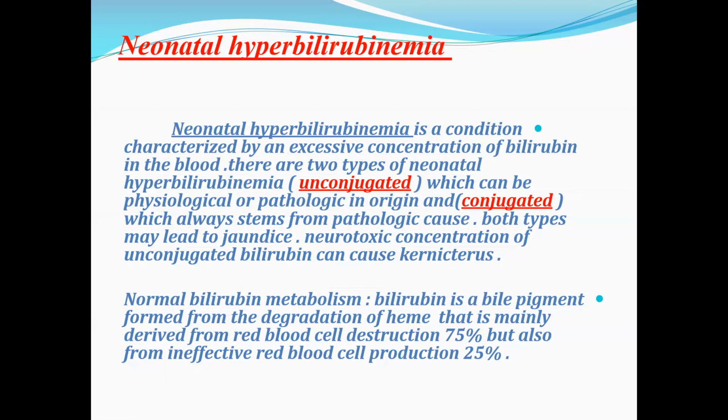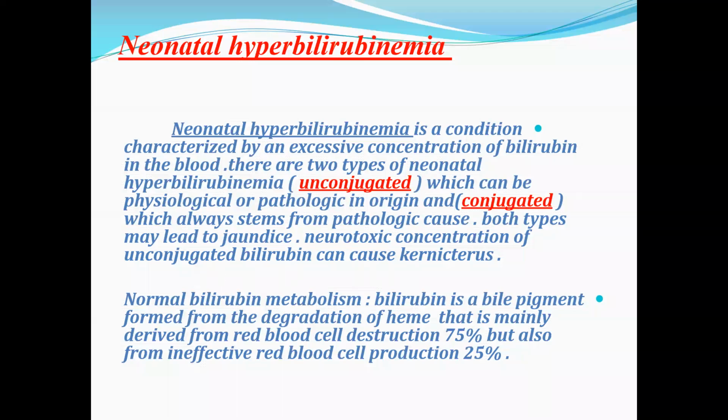Then the bilirubin should be combined with albumin, of course with certain receptors. After that, the bilirubin bound to albumin is transferred to the liver. And by the action of the glucuronidase enzyme in the liver, we convert indirect bilirubin to direct bilirubin that can be excreted by the bile.